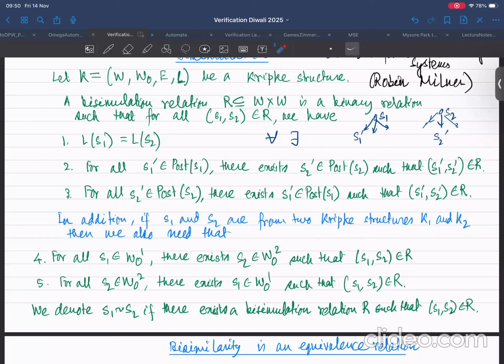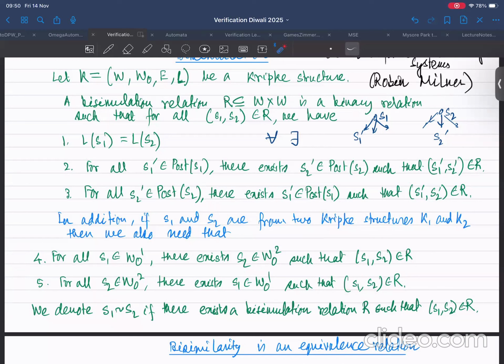If you want to say that two different Kripke structures are bisimilar, then you have to somehow relate their initial states. So for all initial states in one Kripke structure, there should exist an initial state in the second Kripke structure, and so on, so that they are related. Because you are talking about two Kripke structures being related, you talk about their initial states.